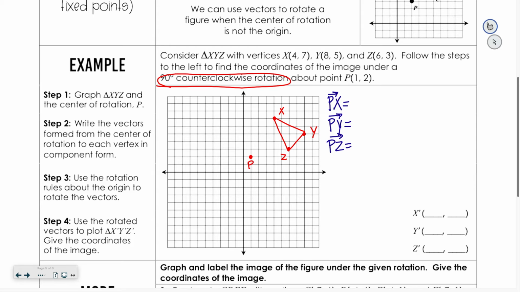So to get from P to X, how far do I go over? 3. Okay, 1, 2, 3. 1, 2, 3, 4, 5. That's the vector from P to X. Do you agree? I agree. Okay. Go ahead and do PY and PZ without me. Check them in just a second.